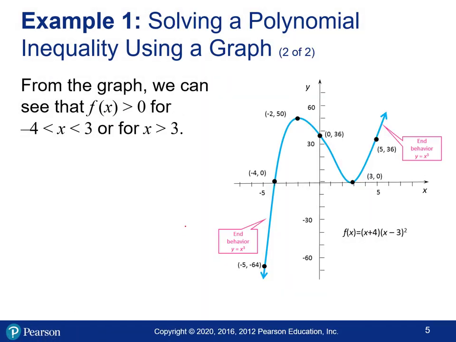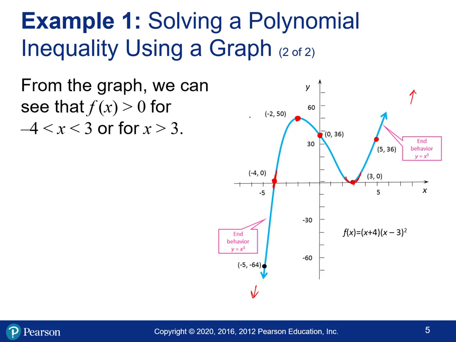Okay, so here is what the function looks like. Notice our end behavior: this goes down to the left, up to the right. We cross through the x-axis at -4. We just touch the x-axis at 3, and we bounce back up. And then we have our y-intercept here at (0, 36). With that information, we can put this together to get the blue graph. And then you can find a few additional points. This one's an additional point right here at (-2, 50), and here's another additional point at (5, 36), just to make this more accurate.